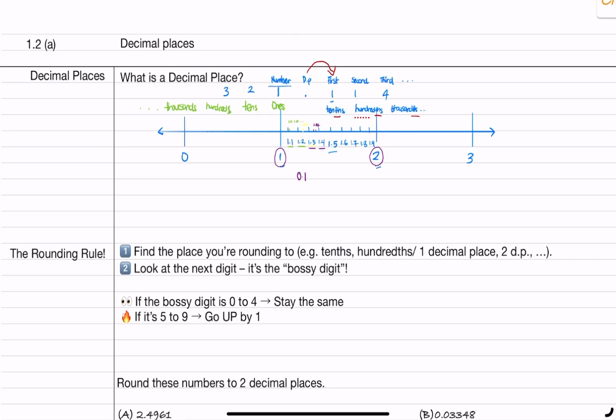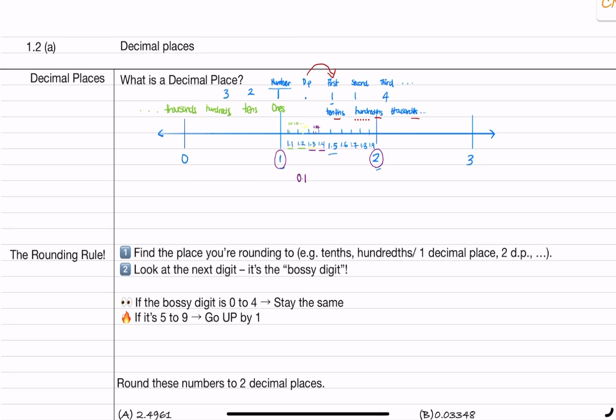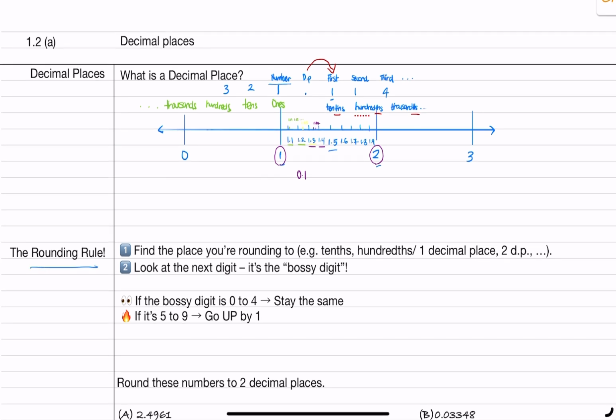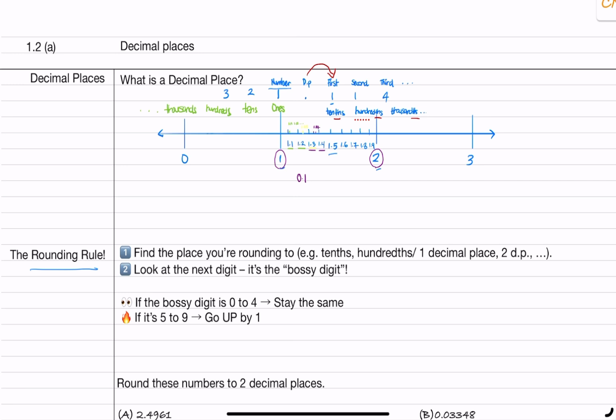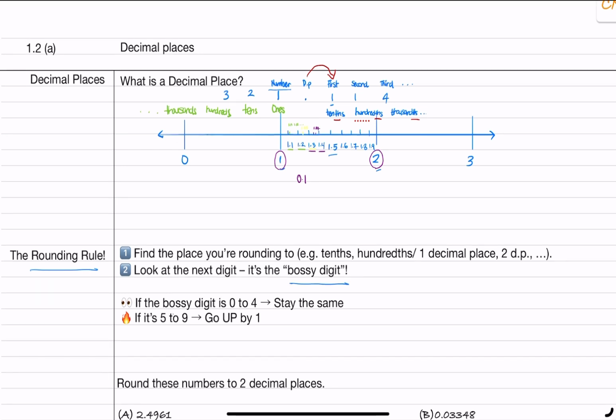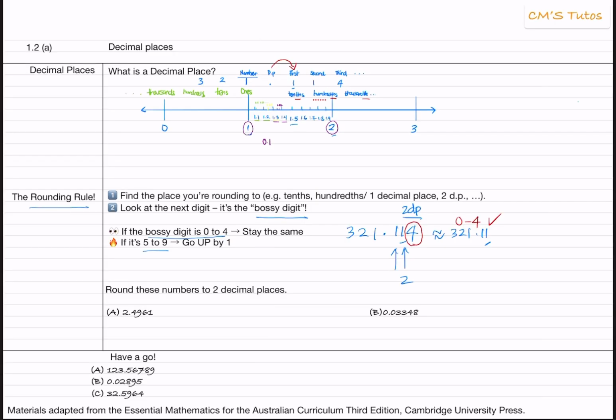Now that we all know the special names of the decimal places, we're going to look at the rounding rule. Well, it's actually pretty simple. There are only 2 steps in the rounding rule. You find the place you're rounding to, and then you look at the next digit, the bossy digit. Then if the bossy digit is 0 to 4, we stay the same. If it's 5 to 9, you go up by 1. Okay, let's do a few more examples.